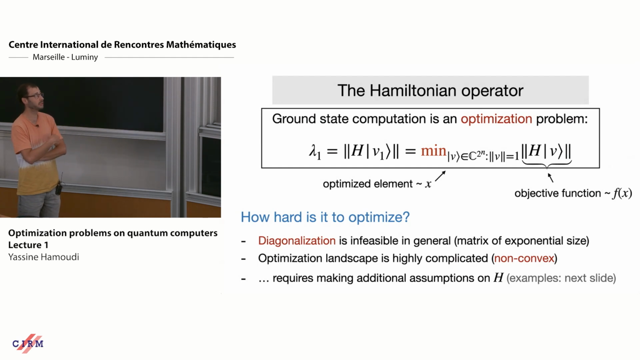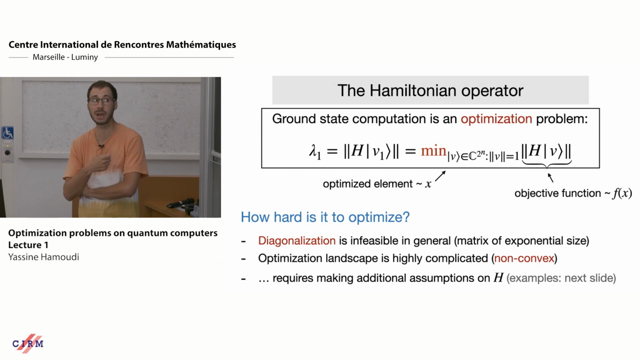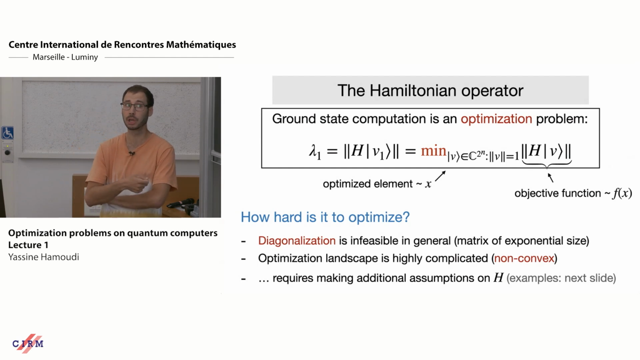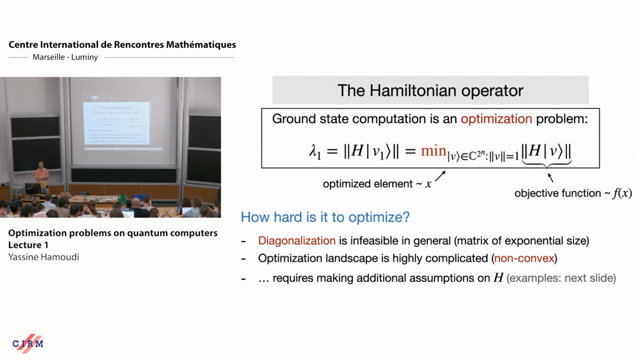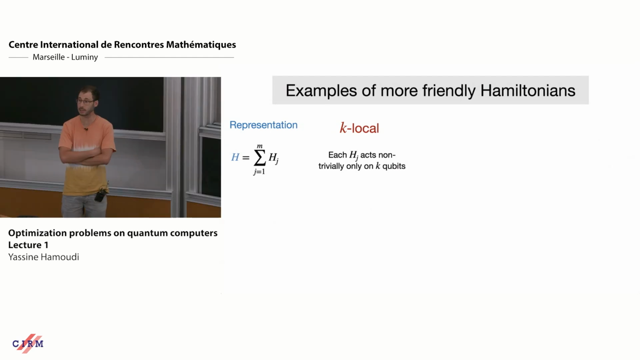So if we want to solve this kind of optimization task, we often have to make additional assumptions about the structure of H. We don't expect H to be any possible Hamiltonian. We expect it to belong to some family of easier Hamiltonians to optimize over. So let me give you some examples of more friendly Hamiltonians, the kind that you can expect to encounter in practice.